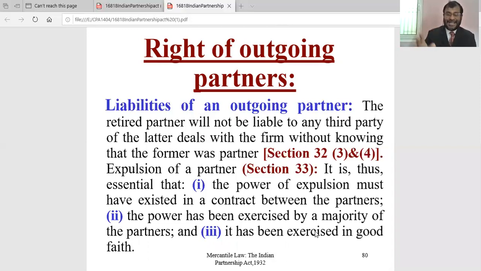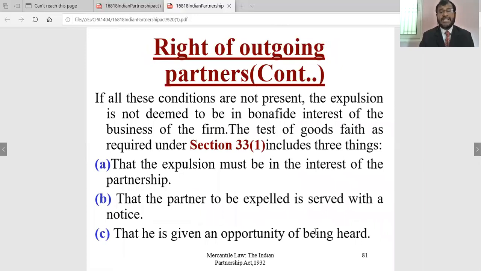Expulsion of a partner. What are these things? Section 33. It is thus essential that, one, the power of expulsion must exist in the contract between the parties. Two, the power has been exercised by a majority of the parties. Three, it has been exercised in good faith and not with malafide intention. It should be with bona fide intention.